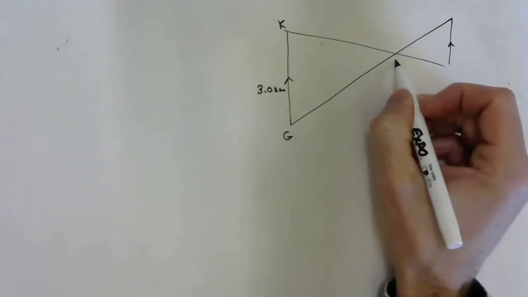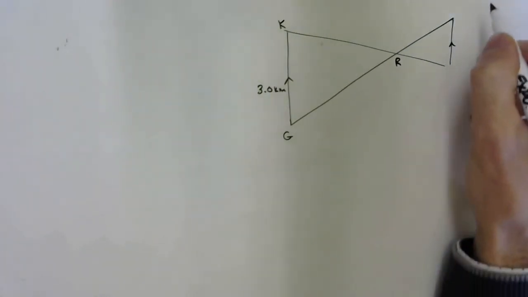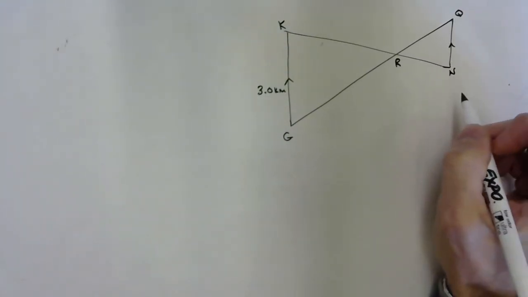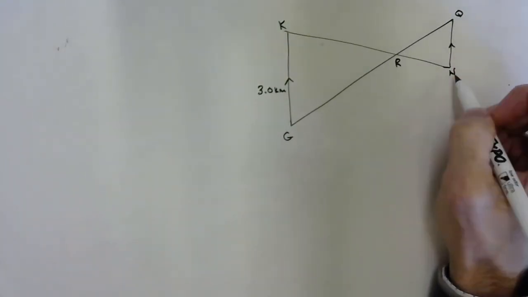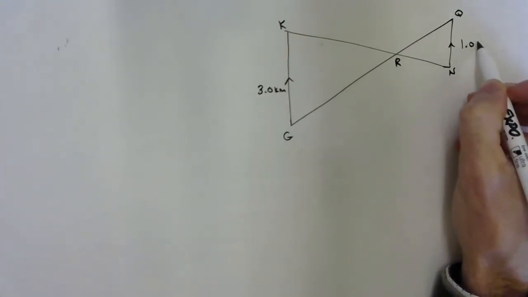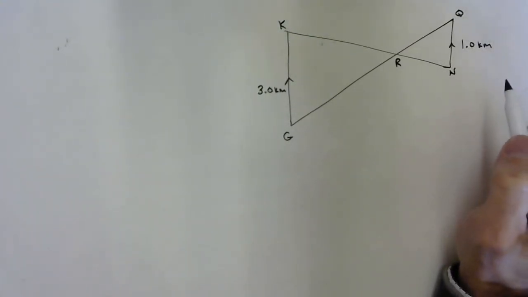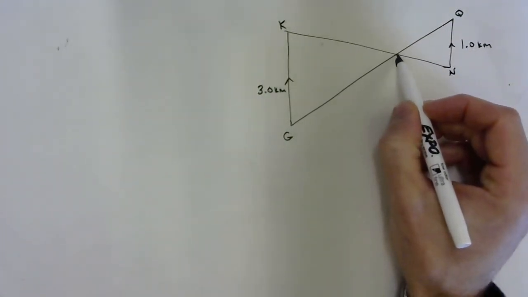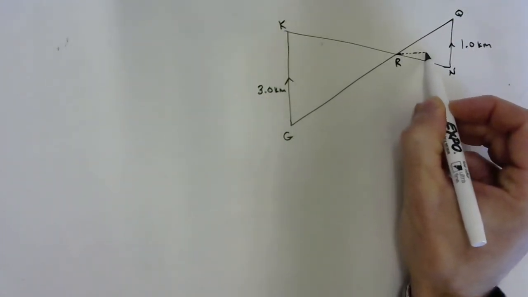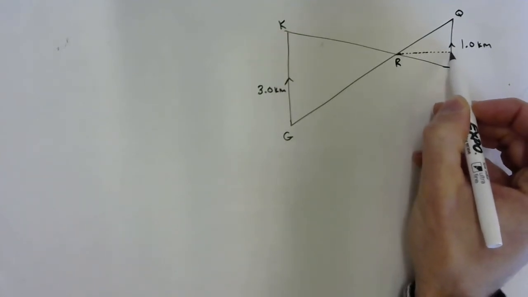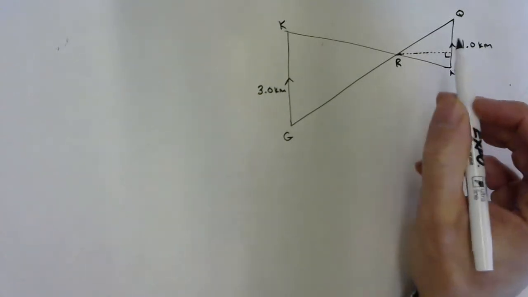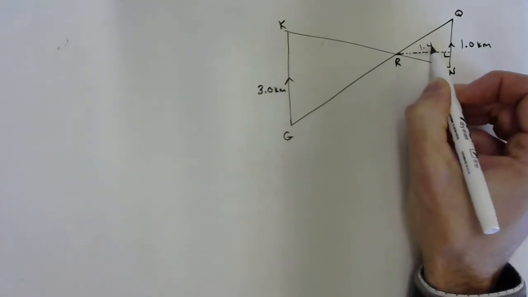Okay, I'm going to put an R there, a Q here, and an N here. Now we'll all know what we're talking about. We're also told that from Q to N is 1 kilometer. And we're also told that this line is perpendicular to Queen Street, and it is 1.4 kilometers.